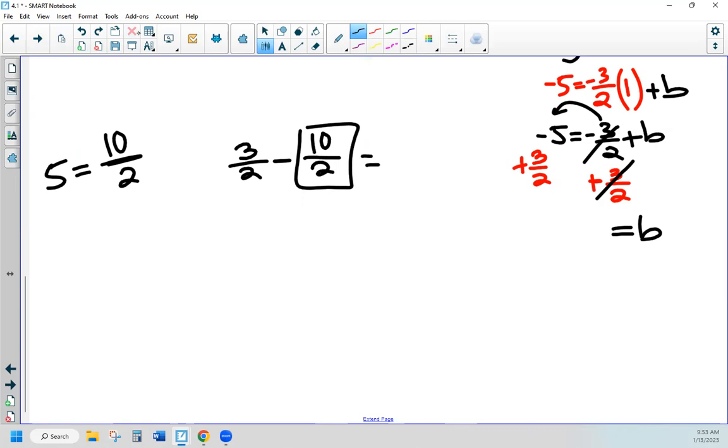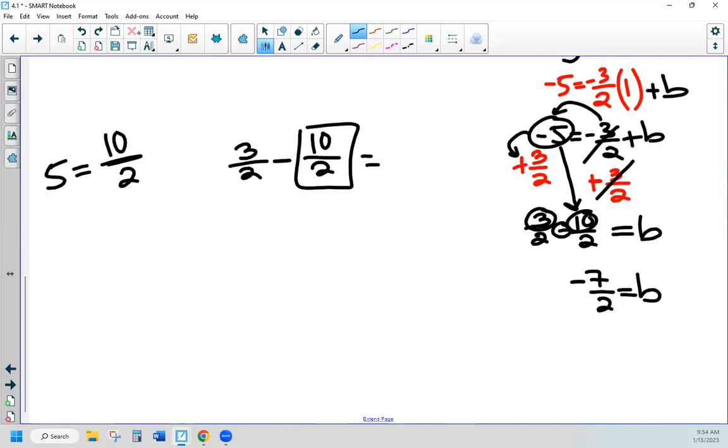So what is b? B is this right here, 3/2 minus 10/2. As a reminder, all I did was change that into this. And it should make sense. Pay attention. It should give you a negative number because 5 is a whole number and negative, and then you're just adding a fraction to it. 3/2 is a tiny fraction, it's 1.5. So 3 minus 10 is going to give you -7. Leave your denominators the same, and then you're left with b.